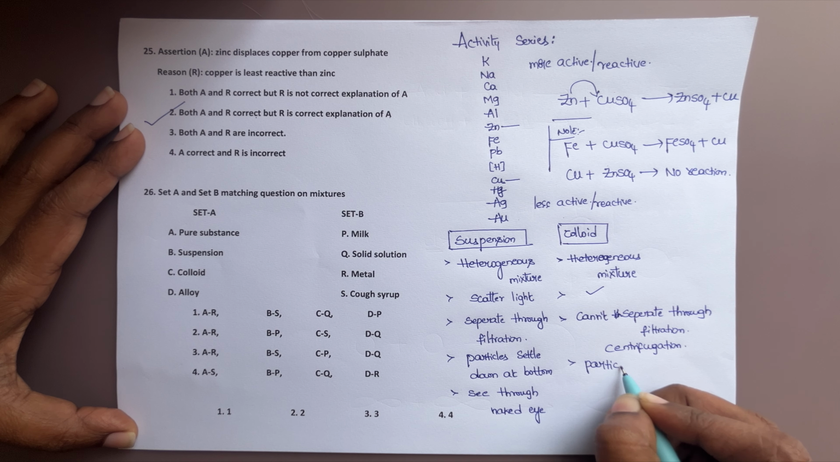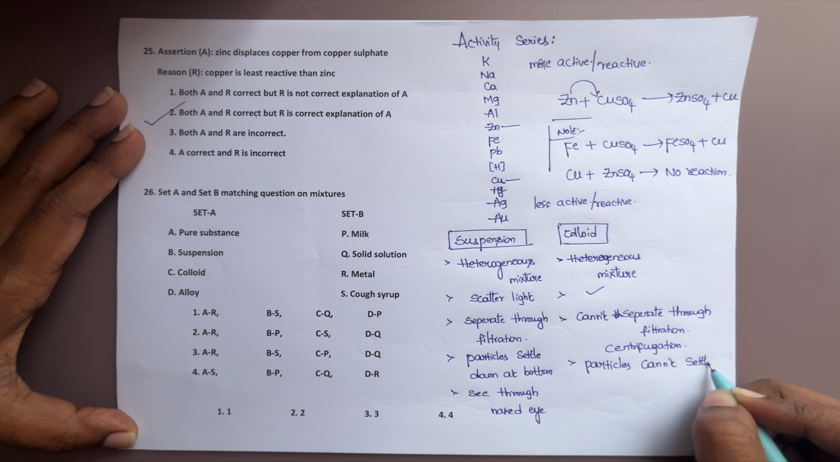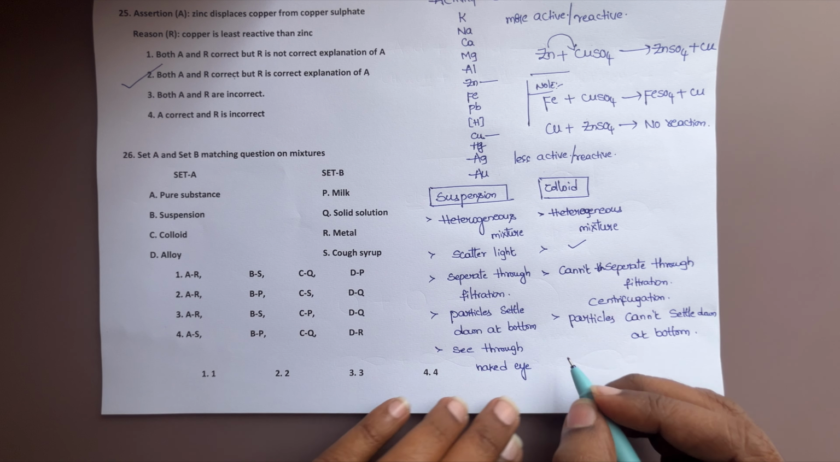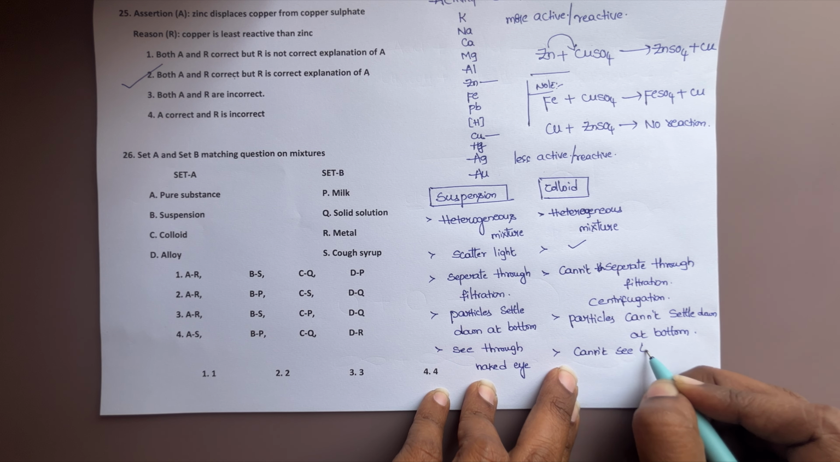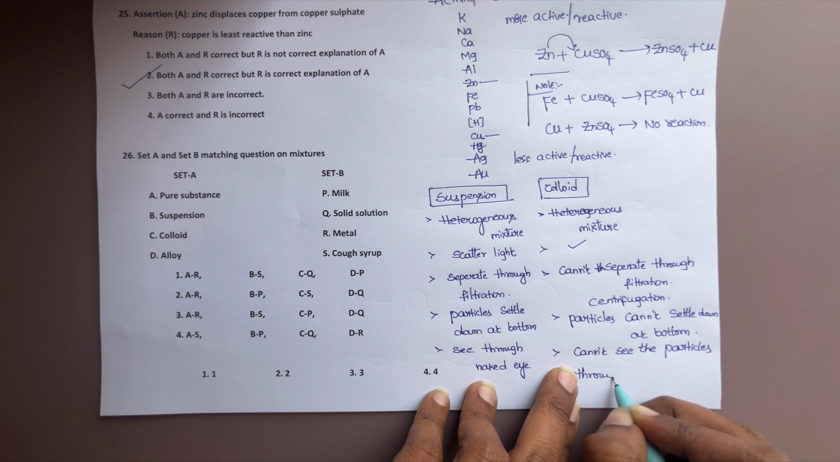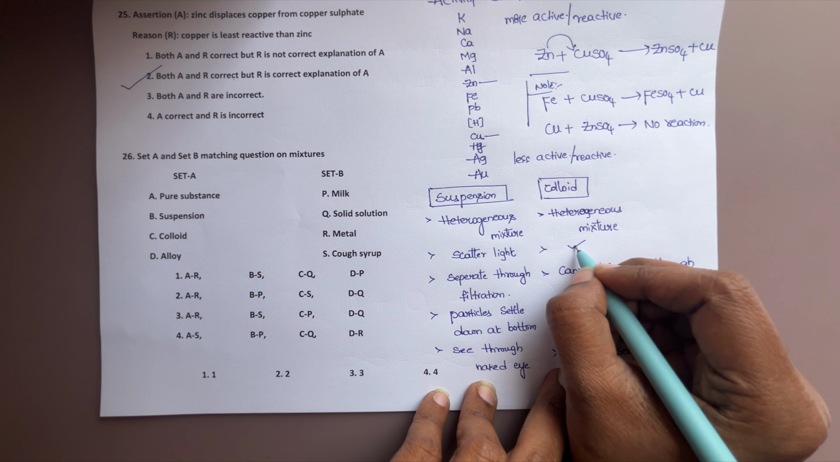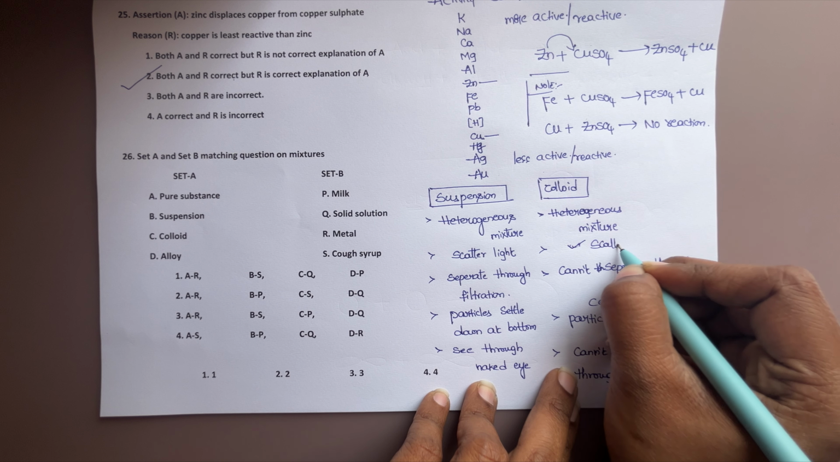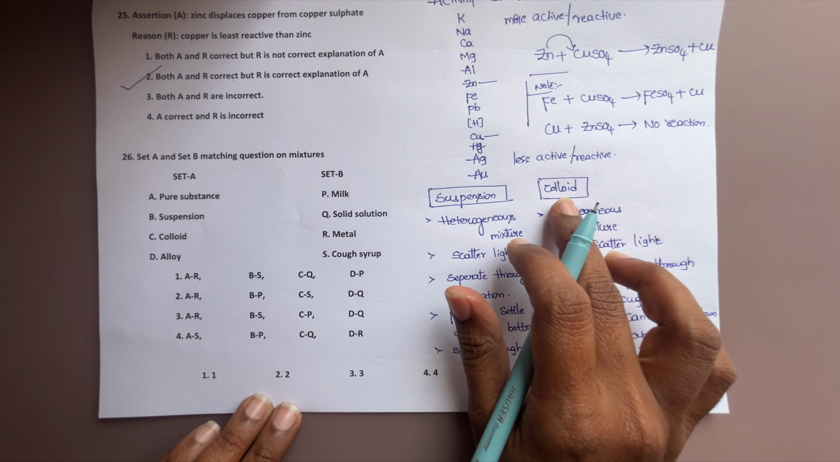Particles cannot settle down at the bottom. We cannot see the particles through the naked eye. See here also I will write scatter light. This is also scatter light. So these are all very, very important properties of suspension and colloid.